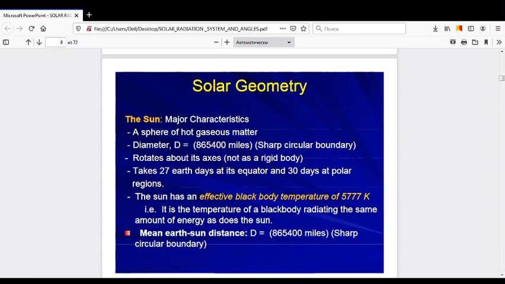It rotates about its axis, not as a rigid body, taking 27 Earth days at its equator and 30 days at polar regions. The Sun has an effective black body temperature of 5777 Kelvin. It is the temperature of a black body radiating the same amount of energy as the Sun. The mean Earth-Sun distance, with a sharp circular boundary.